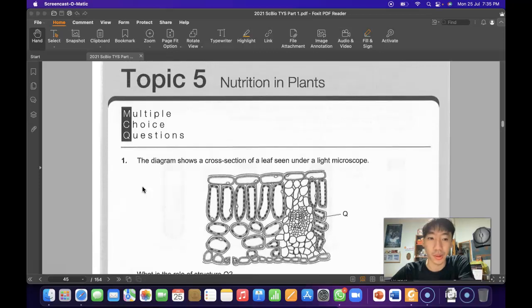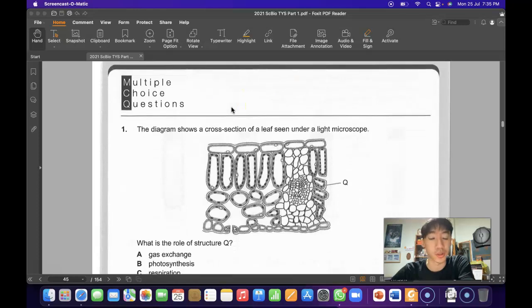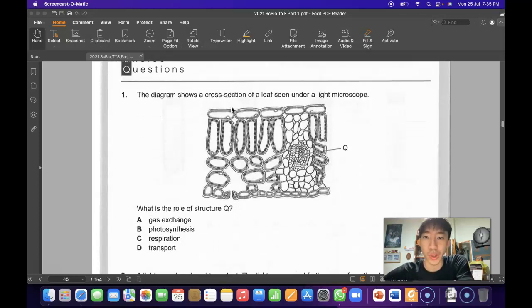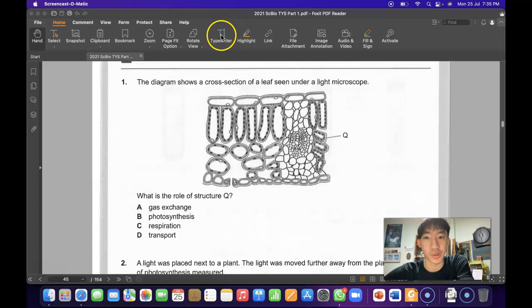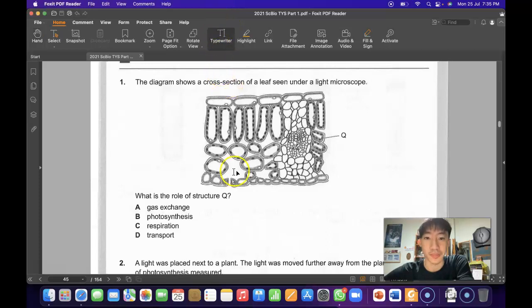Okay, so please take out your TYS and turn to topic 5, nutrition and plants. I'm just gonna skim through all the MCQs real quick, and then we'll get to the open-ended questions. Alright, let's start. Question 1: what is the role of structure Q?